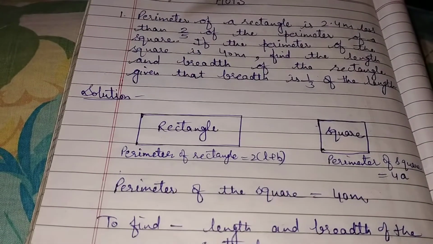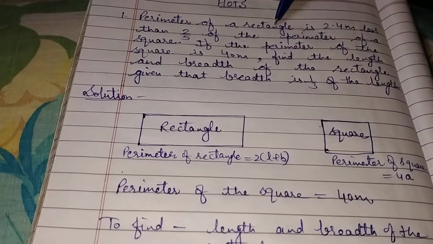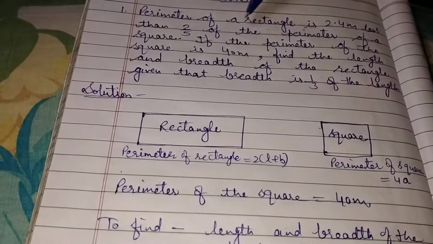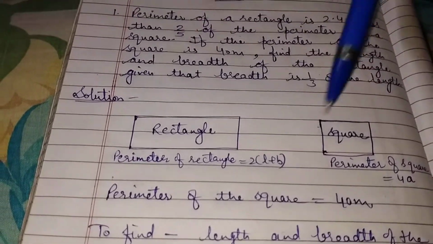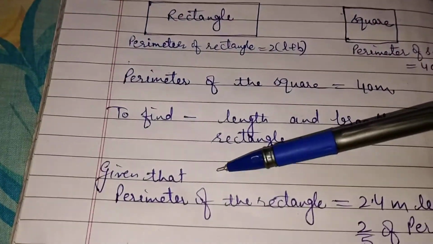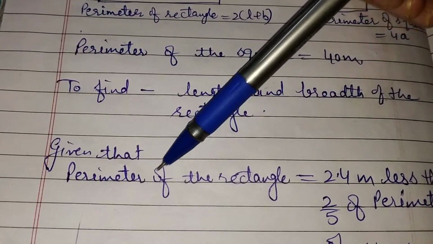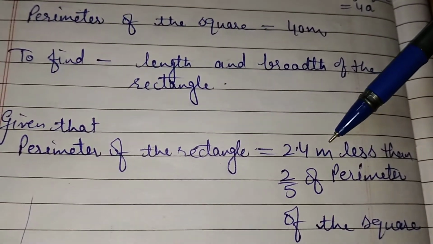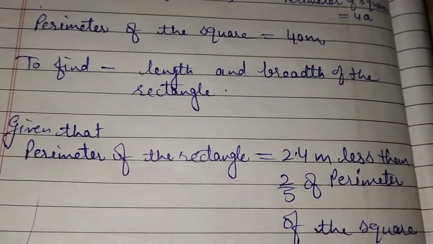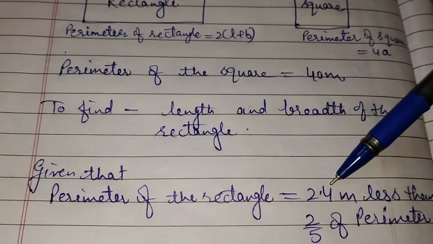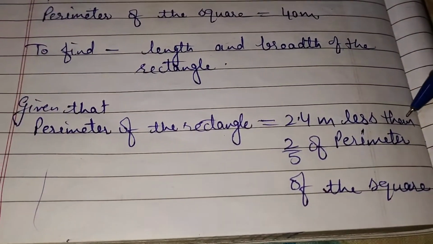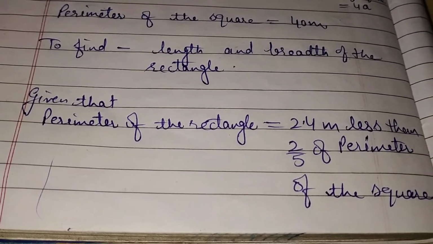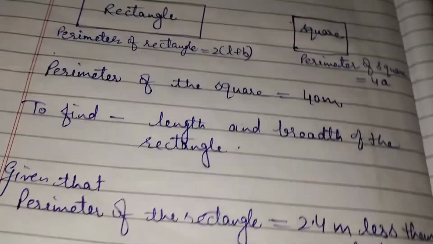Now it is given that the perimeter of the rectangle is 2.4 meter less than 2 upon 5 of the perimeter of a square. This we will write like this: perimeter of the rectangle is equal to 2.4 meter less than 2 by 5 of the perimeter of the square. It is given here.